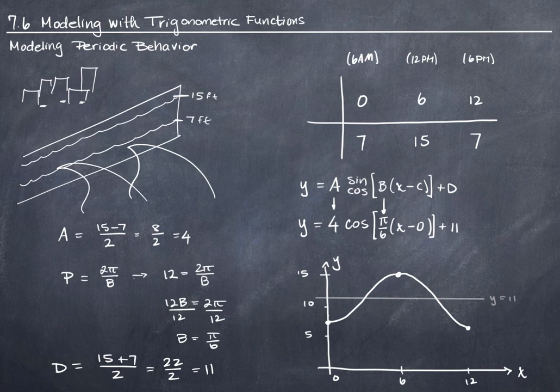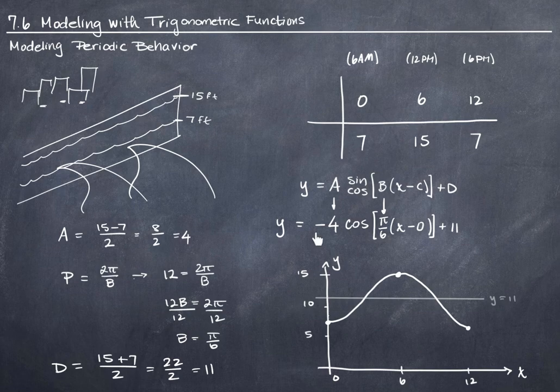Now, one other thing I need to consider here is that this isn't a standard cosine graph, it's upside down. And that tells me that there's a minus out in front. In fact, I'll erase my y equals and put my minus out front. And there we go. Y equals negative 4 times the cosine of pi over 6, all plus 11.